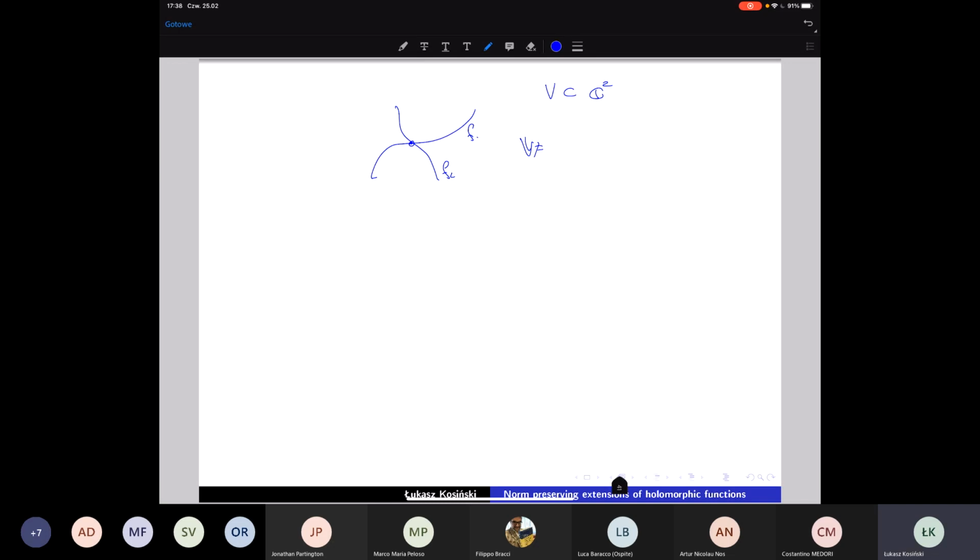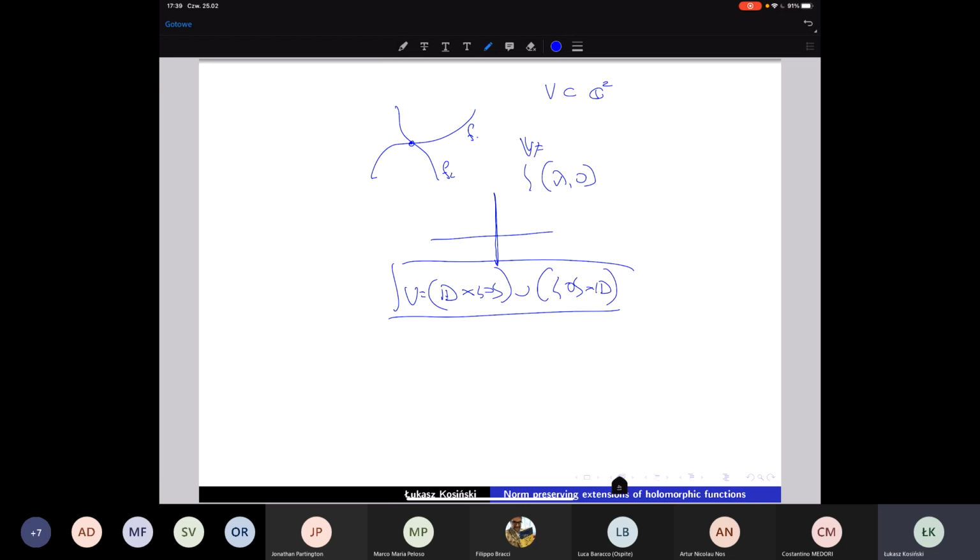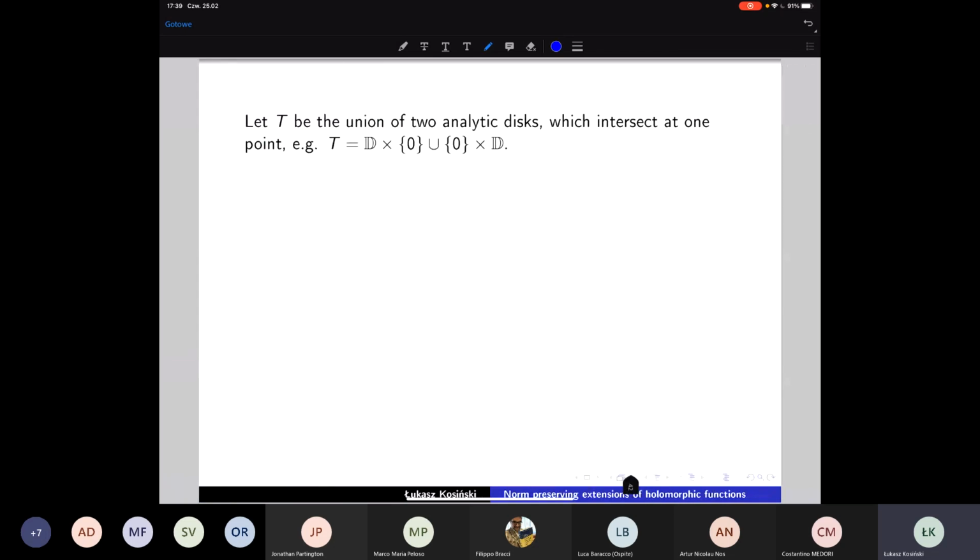Maybe, to make things simple, I will focus on the case when V is the union of two disks, when V is equal to D times 0. Because I see that I have just 20 minutes, I don't have much time, so let me focus on this set. Okay, so V is the union of two disks.